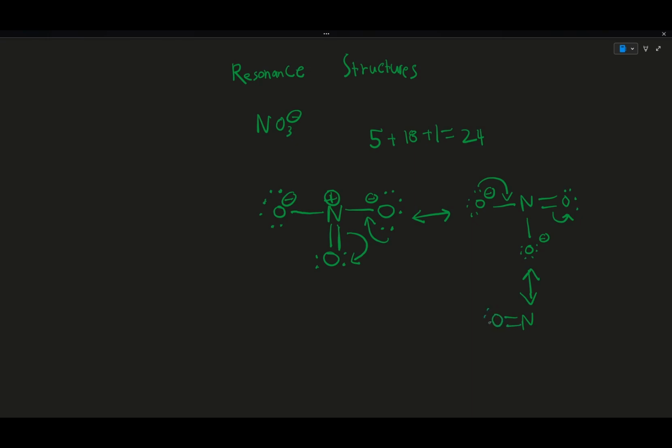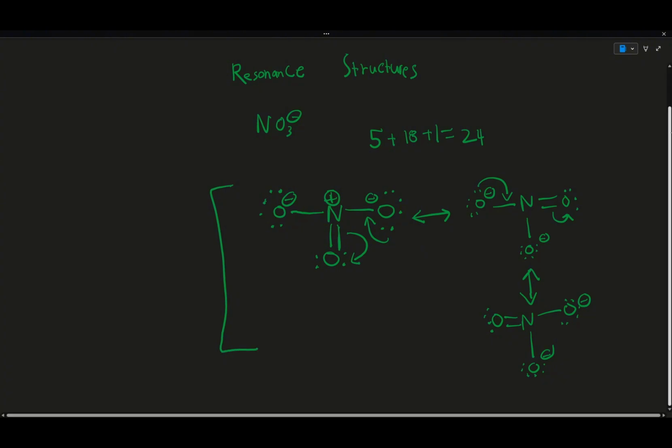So with resonance, you're just looking for any way you can move electrons around that doesn't change the orientation of the compounds and only changes which compounds have which charge. And then that gives you major contributors for resonance structures. So here, and then this one right here. And those are the resonance structures for the nitrate ion, NO3 minus.